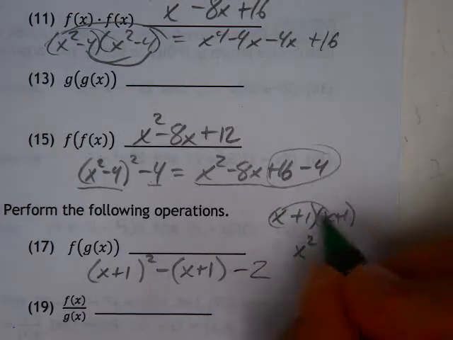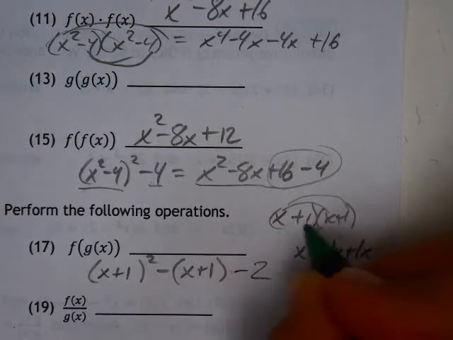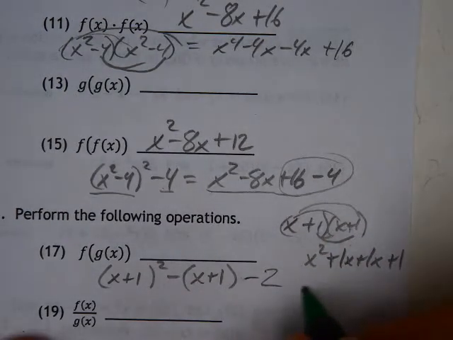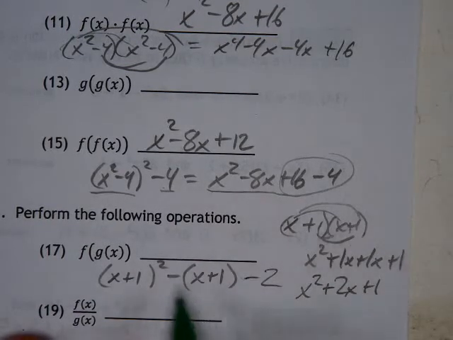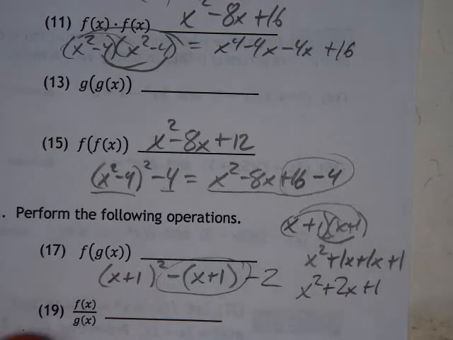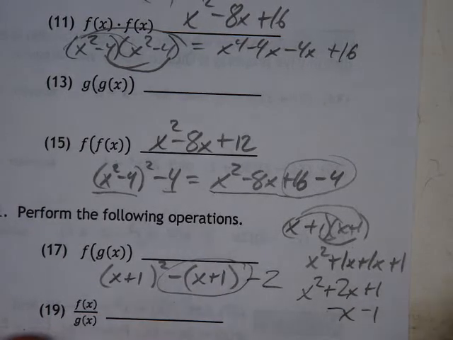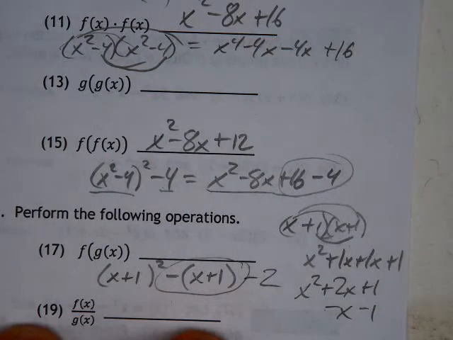That's an x squared. The outer and the inner is a plus 1x plus 1x. The last is a plus 1. So that gives me x squared plus 2x plus 1. But then I've got this that I've got to subtract. I've got to change the sign of. Okay? That means I'm distributing the negative, which gives me a negative x and a negative 1. But I also have this minus 2.